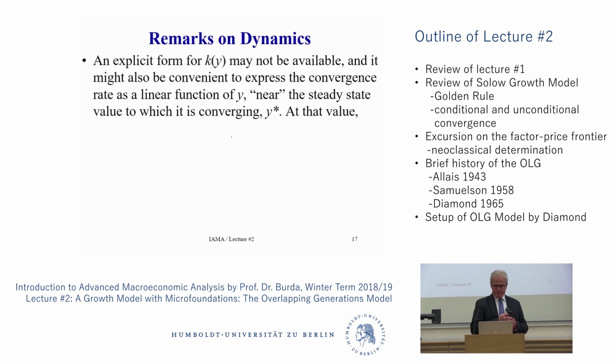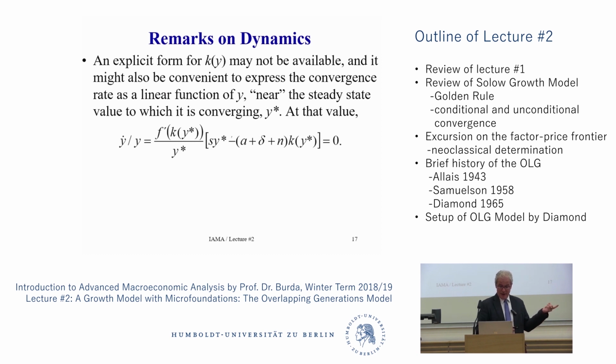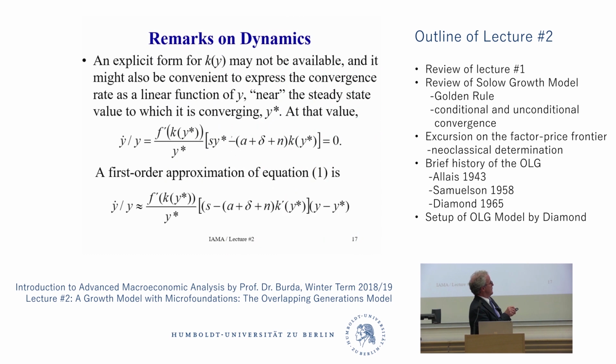So even if I don't have an explicit form, as long as I have some weak conditions on the production function, I can express y as a function of k, and k as a function of y, and then I can write the following. Y is a function of how far y is from its steady state value relative to where I am right now. So the approximation looks like this. The rate of growth of y is a linear function.